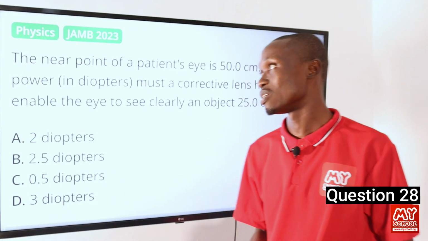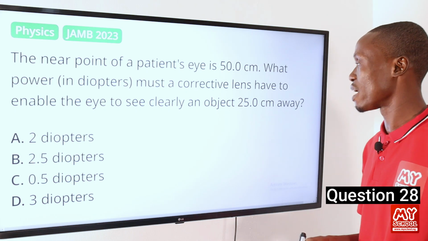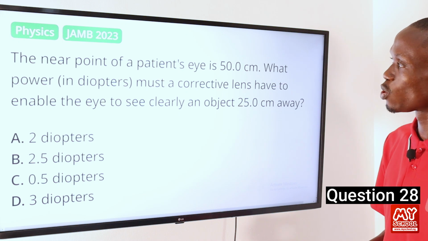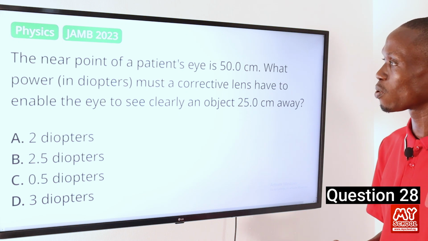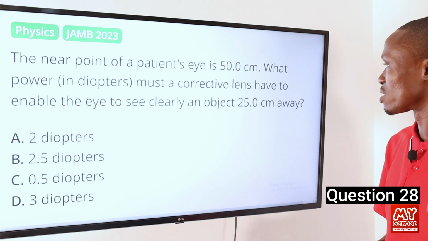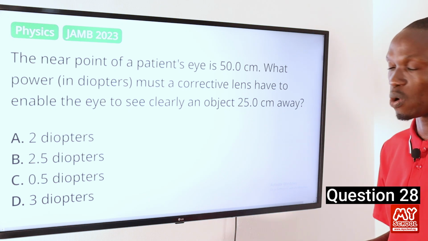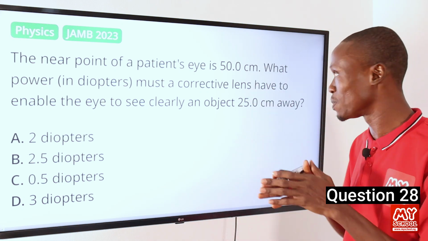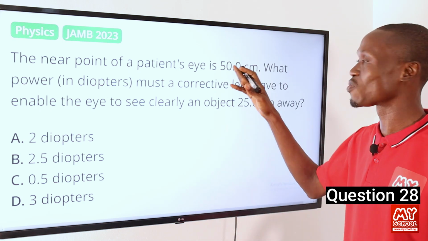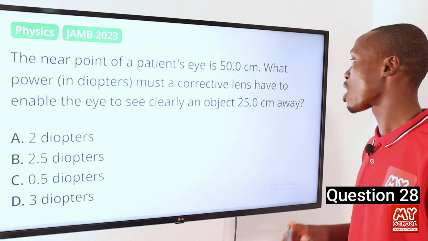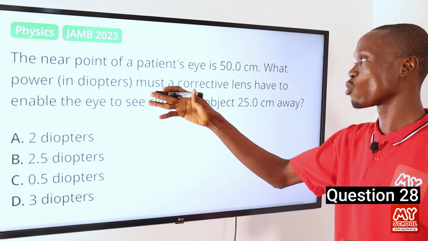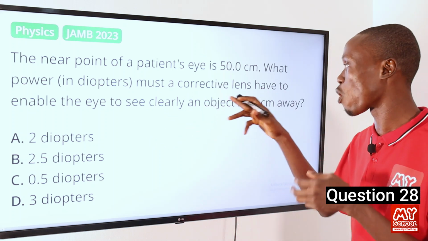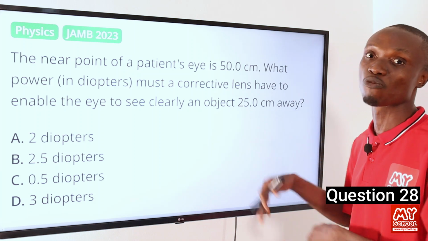Moving on to question 28. The near point of a patient's eyes is 50.0 centimeter. What power in diopter must a corrective lens have to enable the eye to see clearly an object 25.0 centimeter away? Okay, so what this question is telling us is that there is a patient and this patient cannot see any object clearly that is less than 50 centimeter away from his eyes. So they are now asking us what power in diopter the patient can use to enable him to see clearly an object placed 25 centimeter away from his eyes.